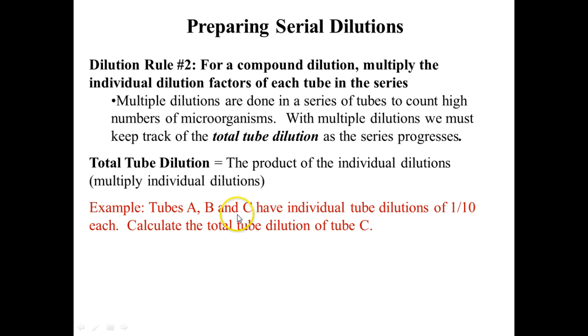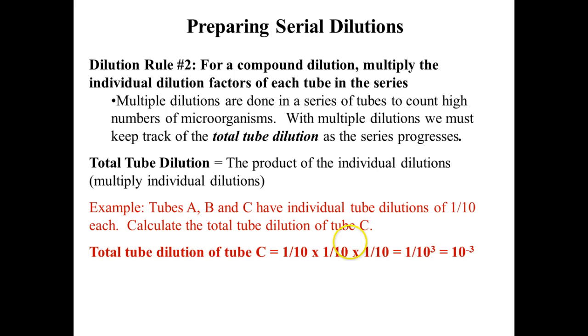So tubes A, B, and C, right? If we were to calculate C, it's all a combination of what A was, what B was, and what C was, right? Whatever dilution factor each one of those are. You just keep multiplying as you go, right? So it'd be, in our example, 1/10, 1/10, 1/10. And then you can just add up your zeros, right? We've got 3 zeros, so it's to the power of 3.